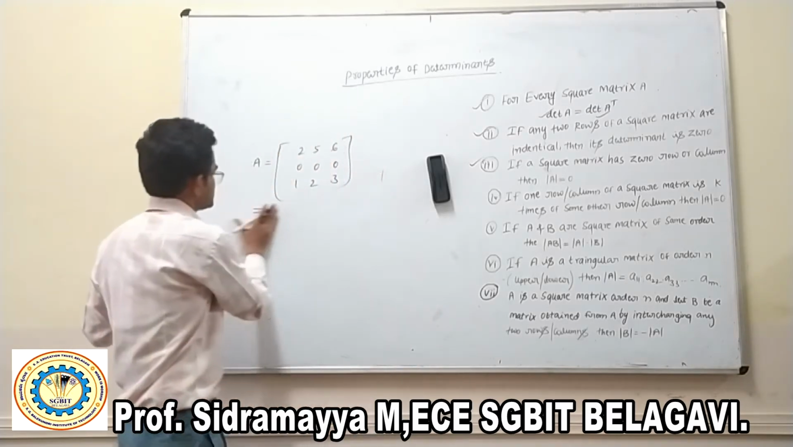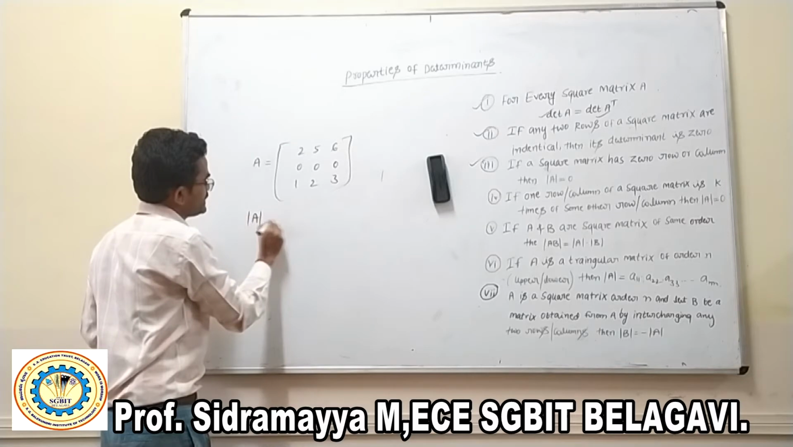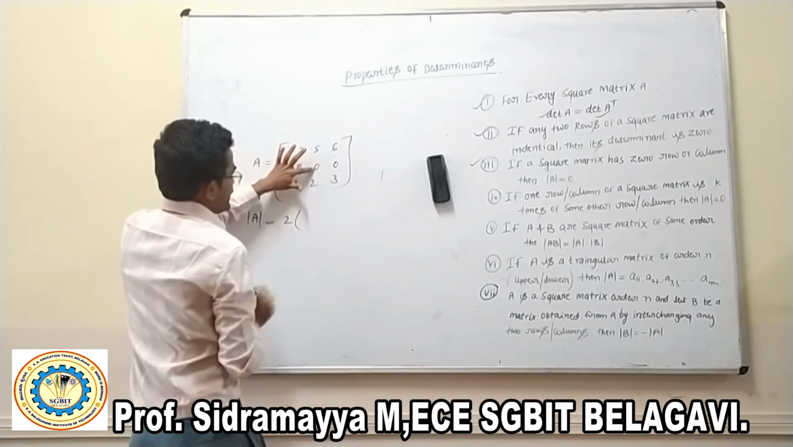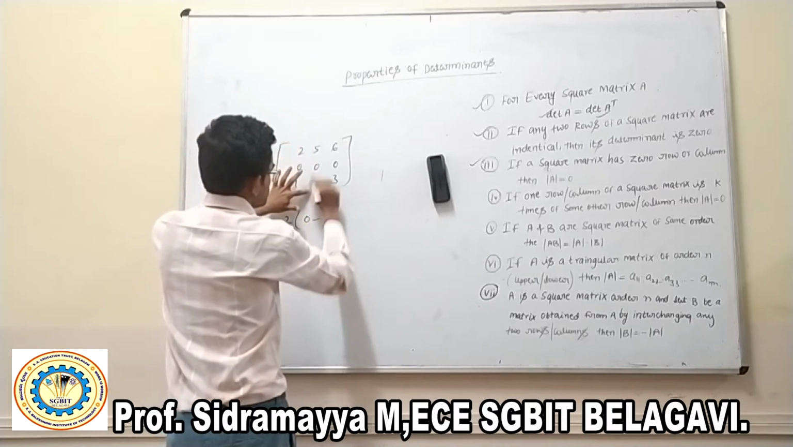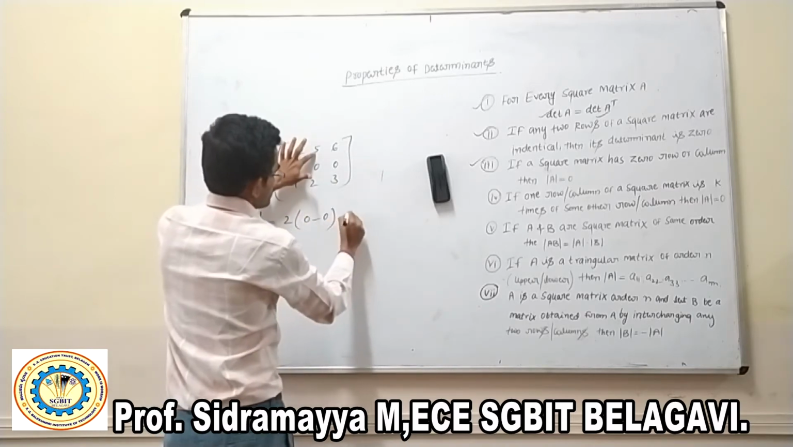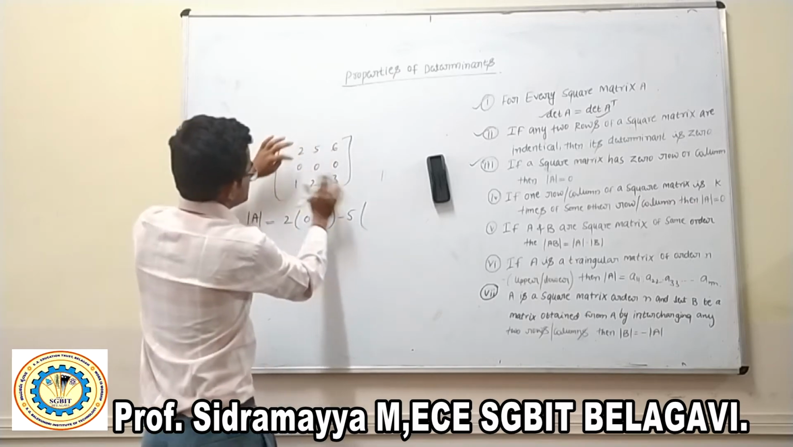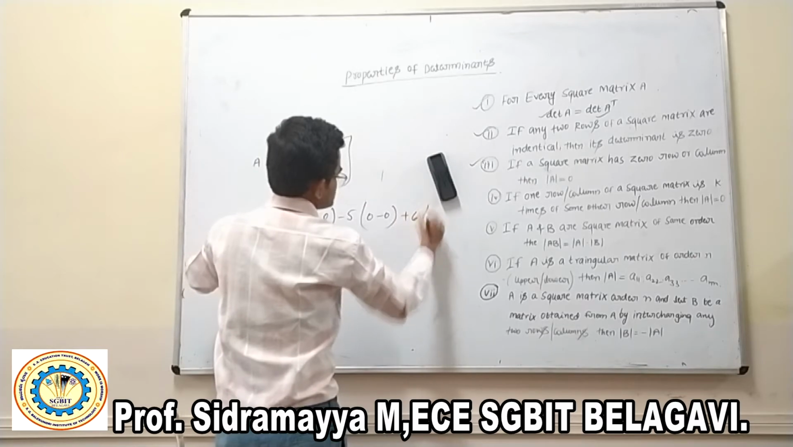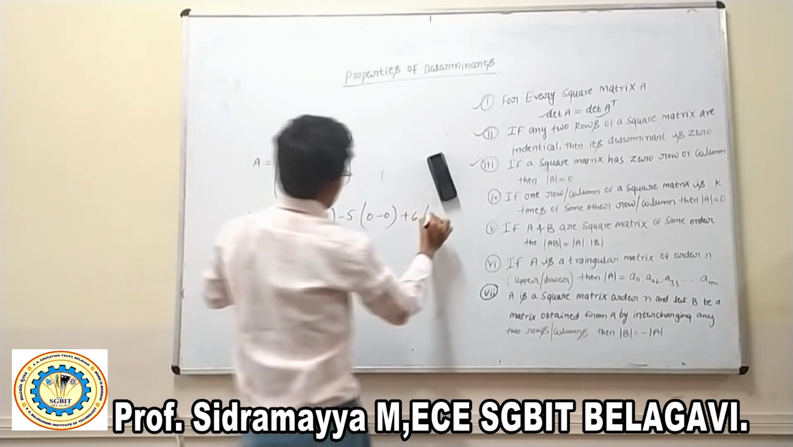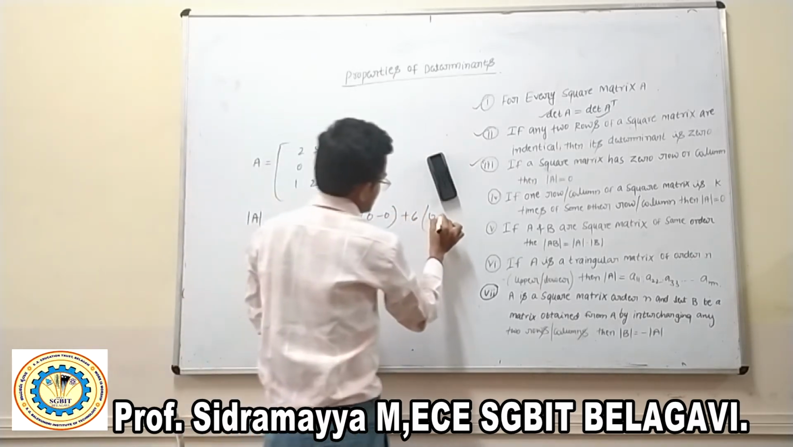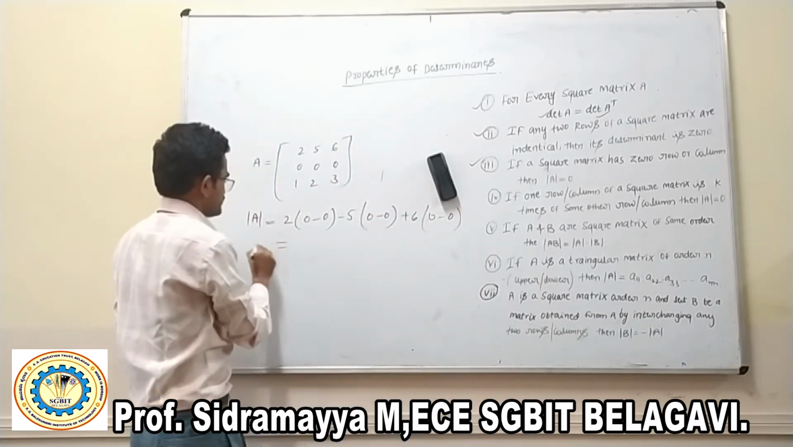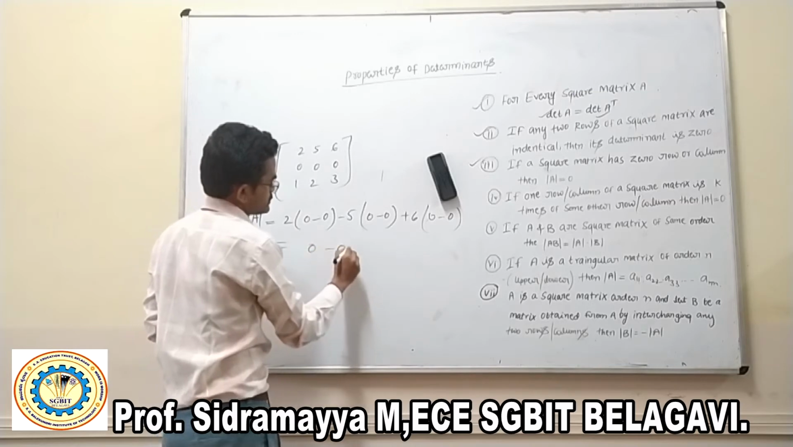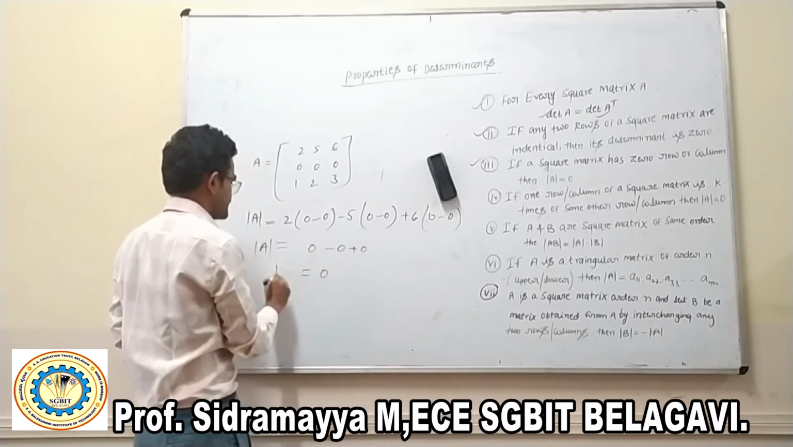Okay, let's look at it. Just calculate the determinant for this matrix A, which is equal to 2 into 0 into 3, which is 0, minus 2 into 0 is 0. So minus 5, 0 into 3 is 0, 1 into 0 is 0, plus 6 times 0 into 2 is 0, minus 1 into 0 is 0. See here, what is the answer? So 0, 0, 0, 0. So the final answer is 0.